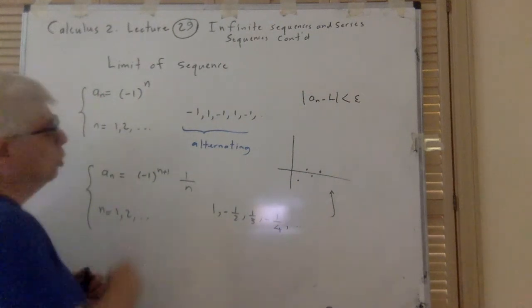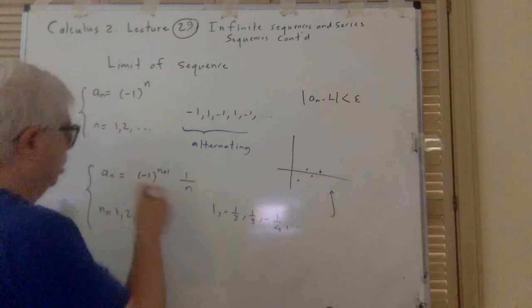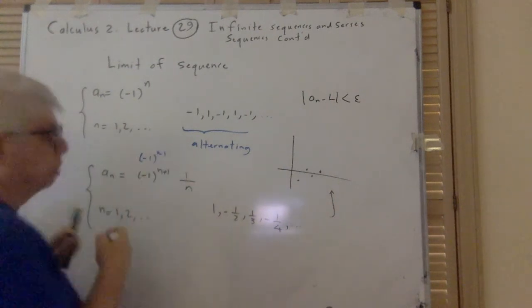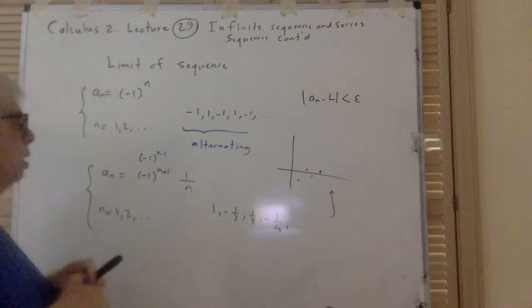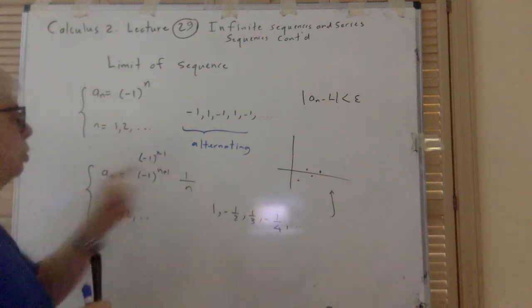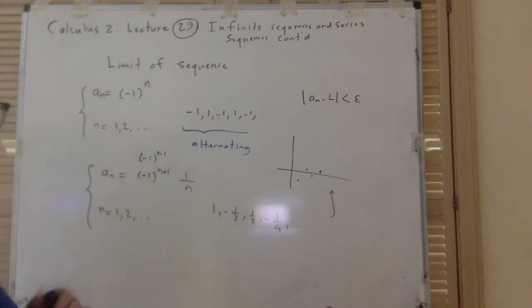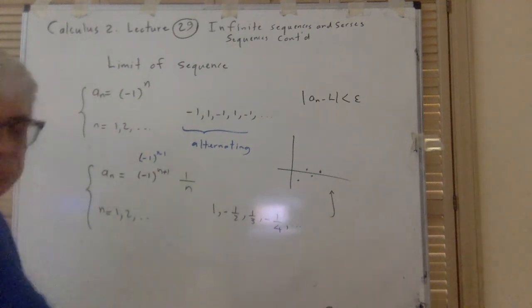The same works if I write, instead of this, -1 to the power n minus 1, no difference. So, as I said, sometimes it's better to use this one, sometimes it's better to use this one, but as you see, they give you the same sequence.